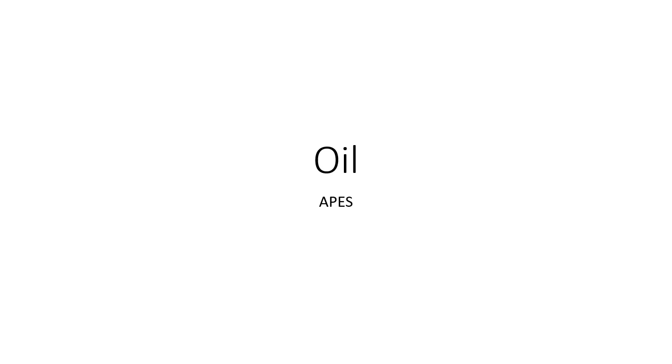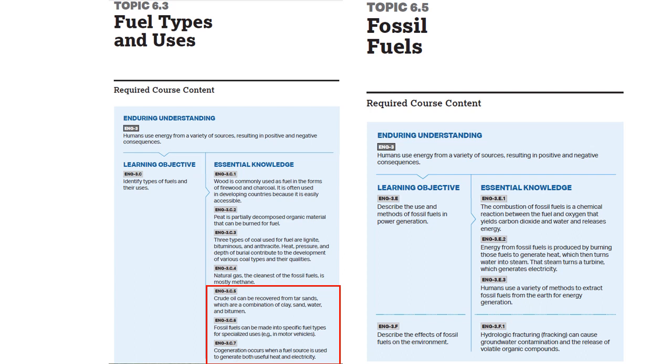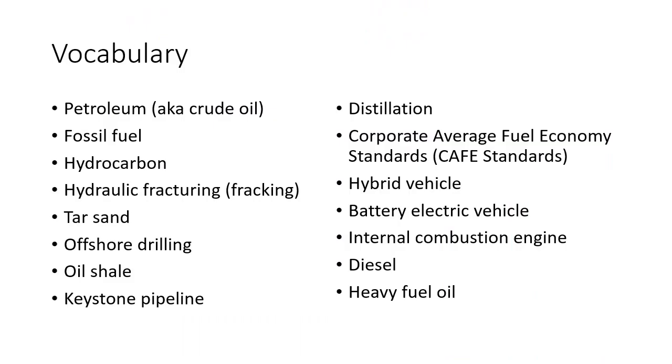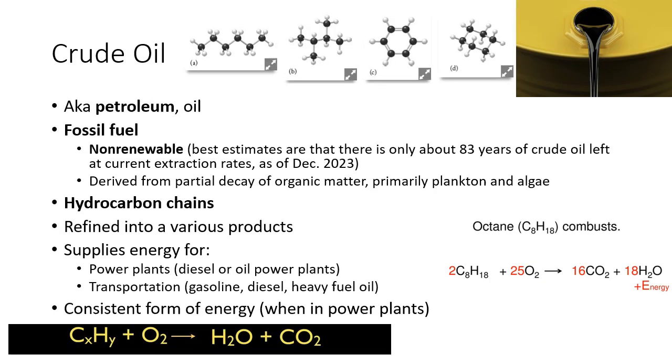All right, so this lecture will be on crude oil or petroleum. We're looking at a couple learning objectives. We're still in this enduring understanding of what energy sources we use, and they all have positive and negative consequences. We have some in this fuel types and uses learning objective or topic, and the fossil fuels topic. Here's the vocab, and let's just get right into it.